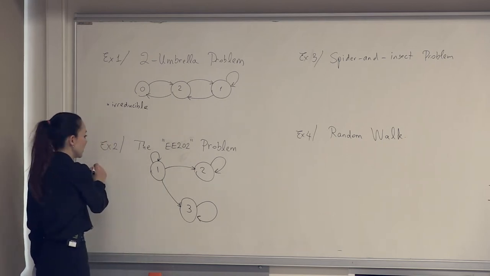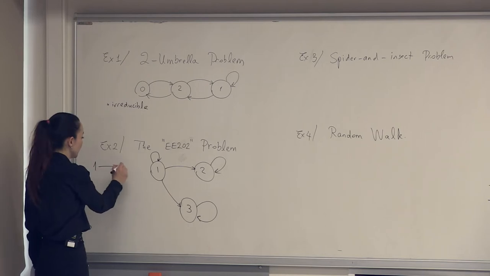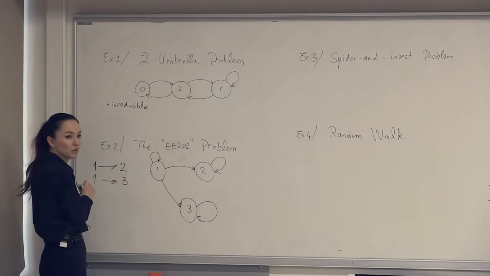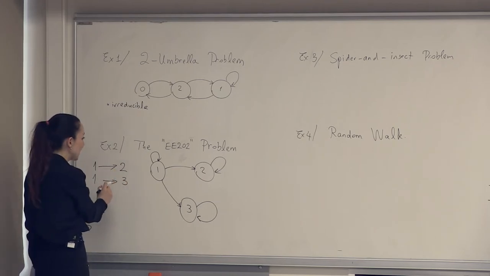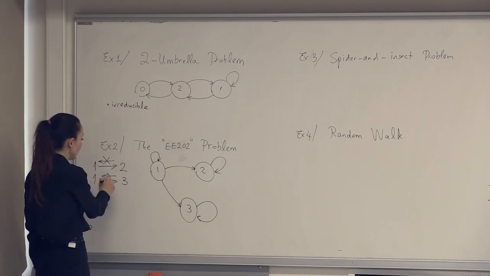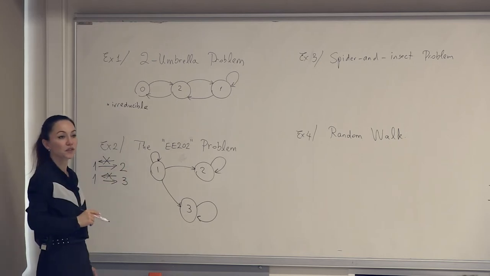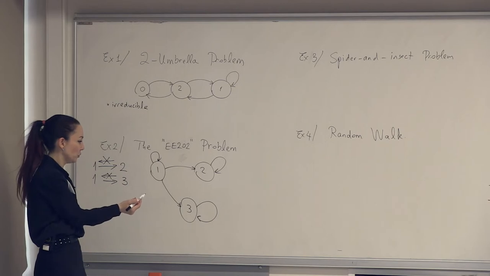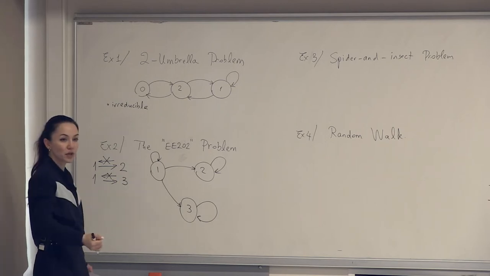Right, so two is accessible from one. We can denote it like this. Two is accessible from one. Three is accessible from one. But then, the other way is not true. One is not accessible from each of the other states. So one doesn't communicate with two. One doesn't communicate with three.